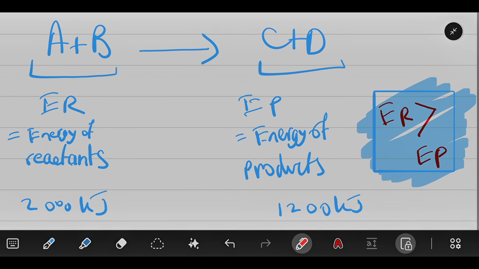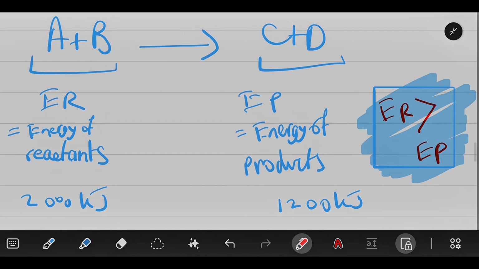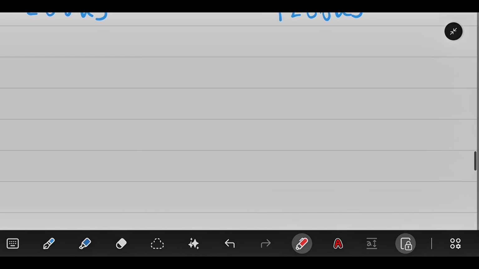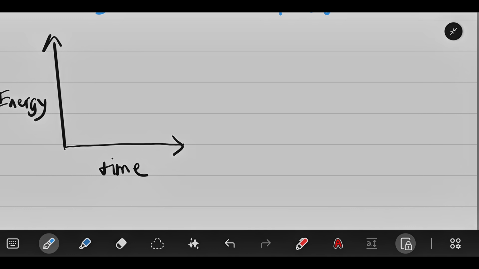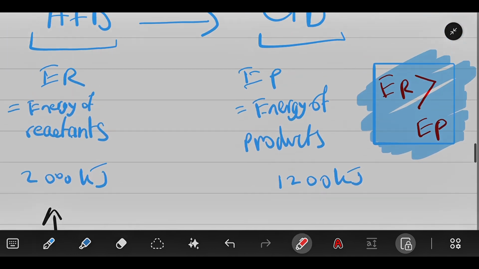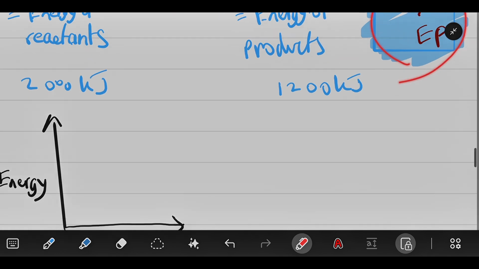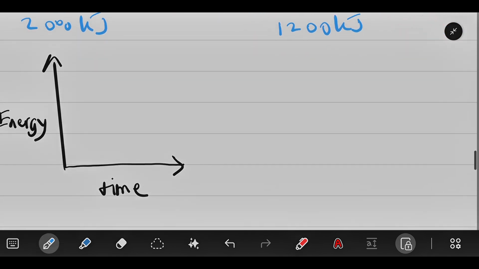Now if I want to represent this info on a graph, I will do as follows. Let's just make a graph over here. If I want to plot the reactants' energy, we studied that the energy of the reactants is greater than the energy of products, so it must be higher than the products. Go ahead and drop it down. This is the reactants, I'm denoting it as R, and this is the products, P. This is the energy of products and this is the energy of reactants.